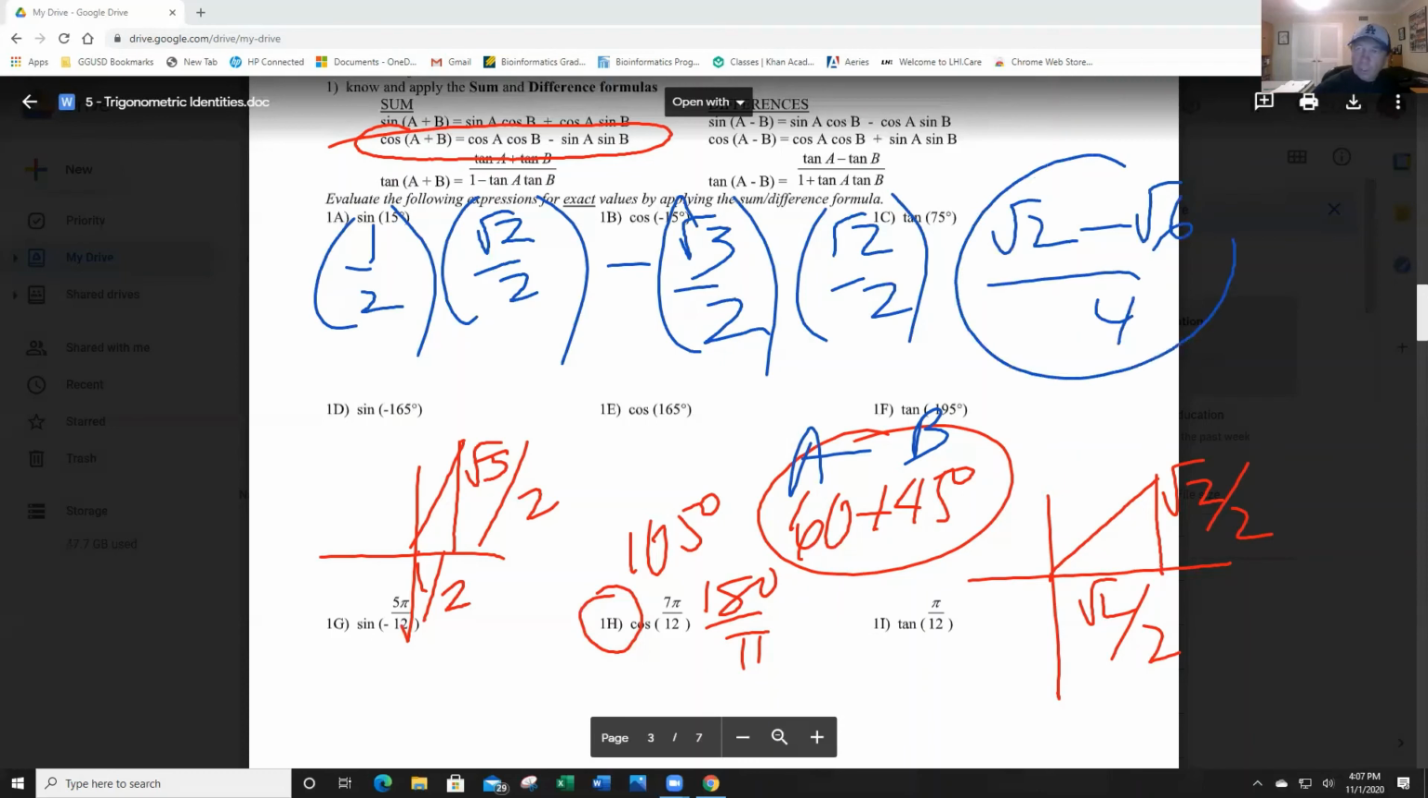Again, very familiar numbers there. And if you want the decimal on that, it's negative 0.2588. Again, you can check that by just throwing in the cosine of 105 degrees and see if you got the same answer. That's the easiest way.